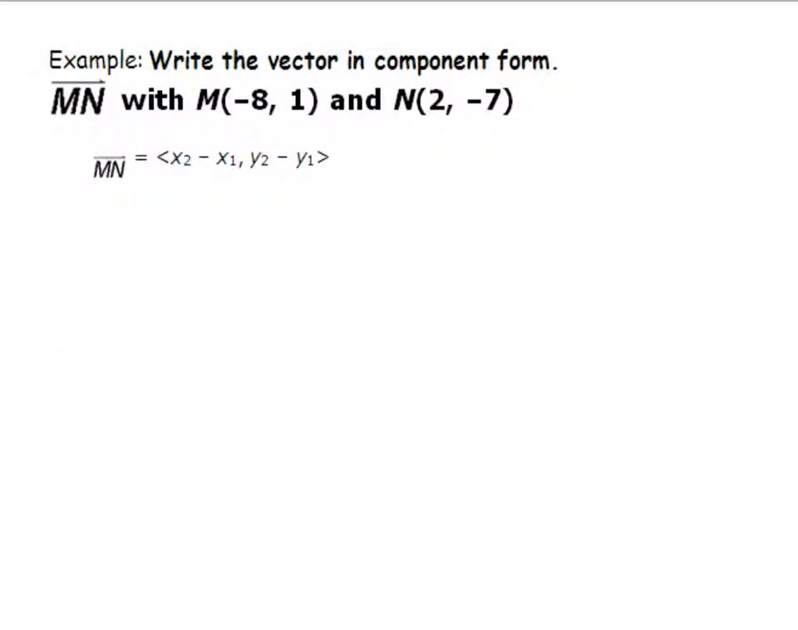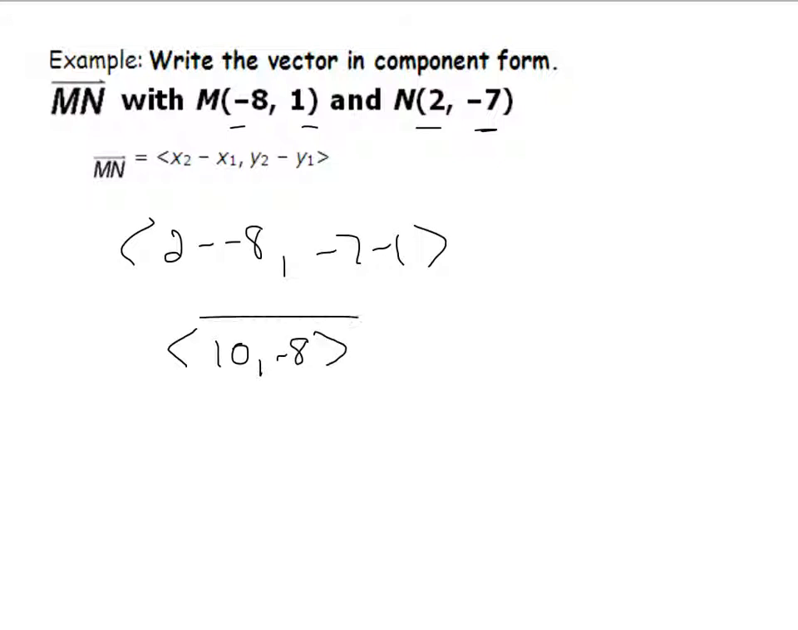Okay, you can also use the points from our initial to our terminal point to help you find your component form. Now remember, it's horizontal, then vertical. So it's not the change in y, then the change in x. It's x goes first. So we're going to subtract our x's. So 2 minus -8, -7 minus 1. So this is a ⟨10, -8⟩ movement.